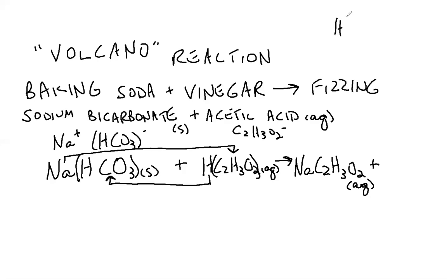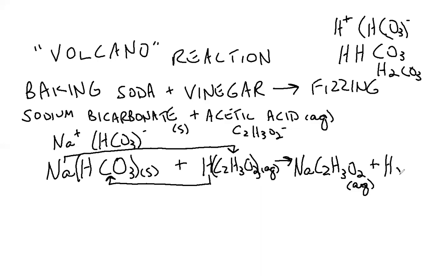So our H is an H+, and then we have HCO3 minus. So when we cross those, it's 1 and 1. We get HHCO3, which we can write as H2CO3, hydrogen carbonate.